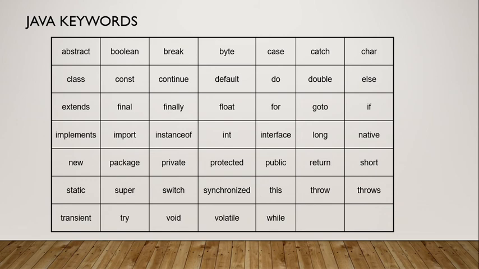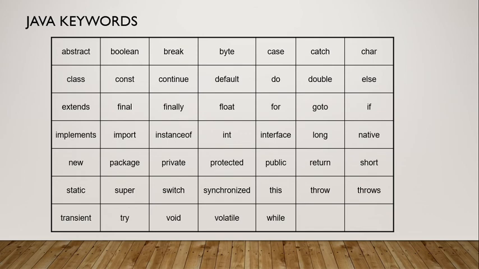Continue. Java continue keyword is used to continue the loop. It continues the current flow of the program and skips the remaining code at the specified condition. Default. Java default keyword is used to specify the default block of code in a switch statement. Do. Java do keyword is used in control statement to declare a loop. It can iterate a part of the program several times.